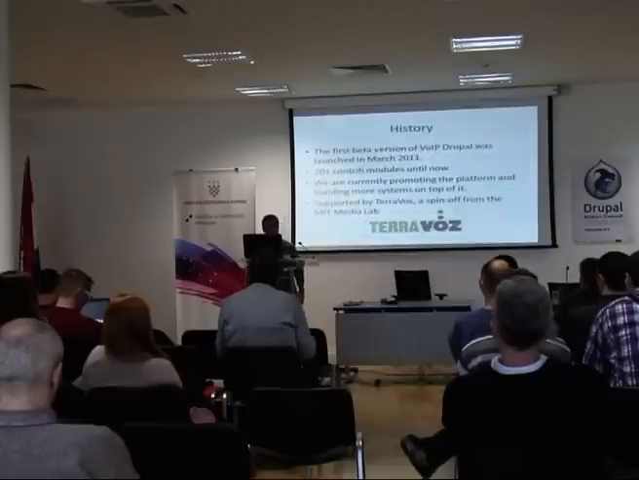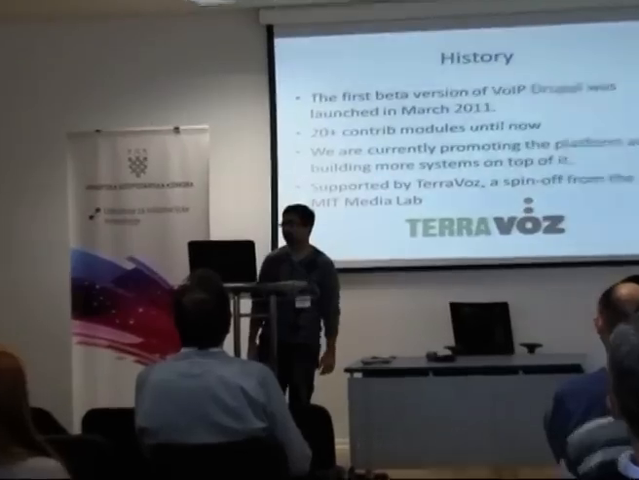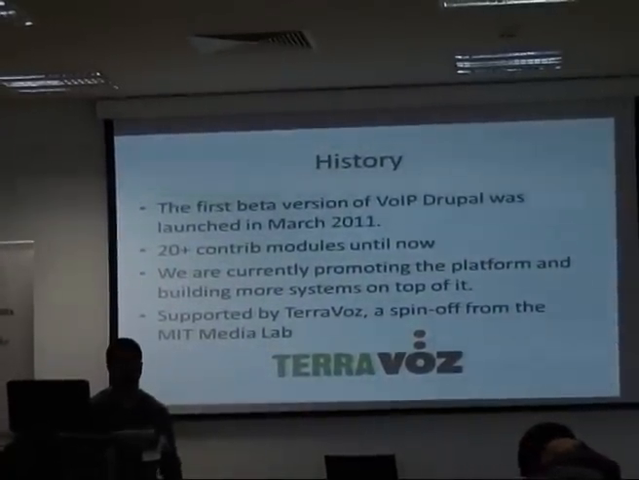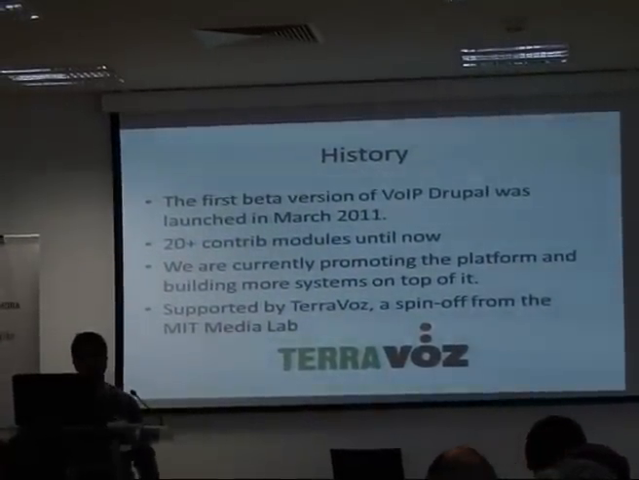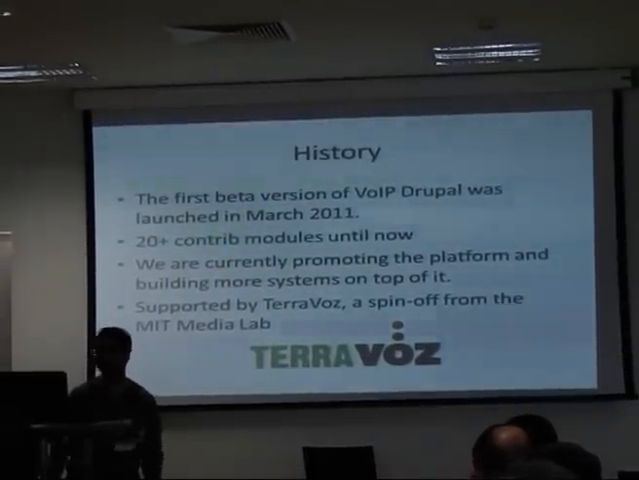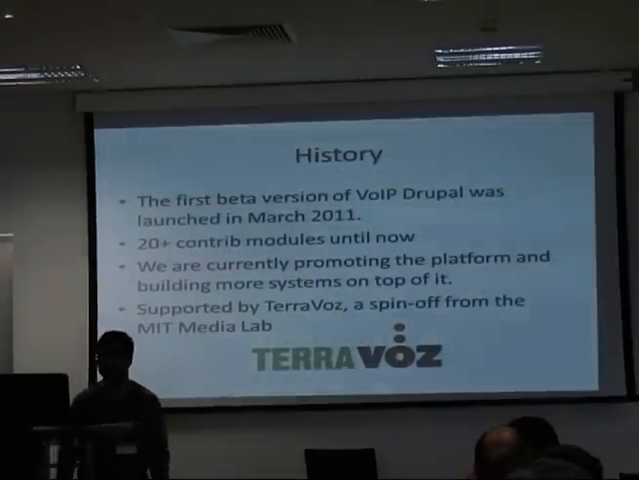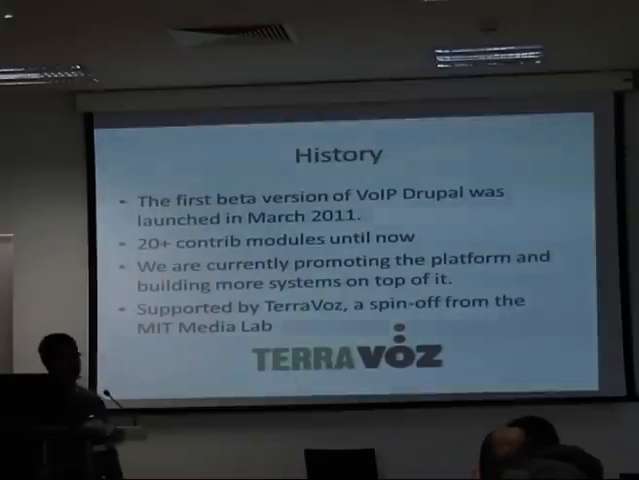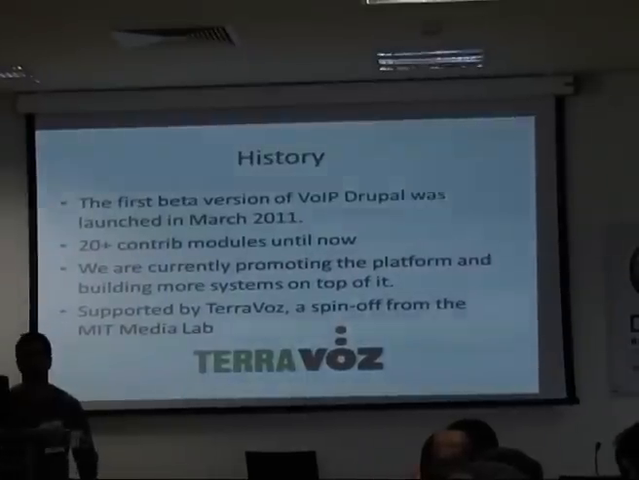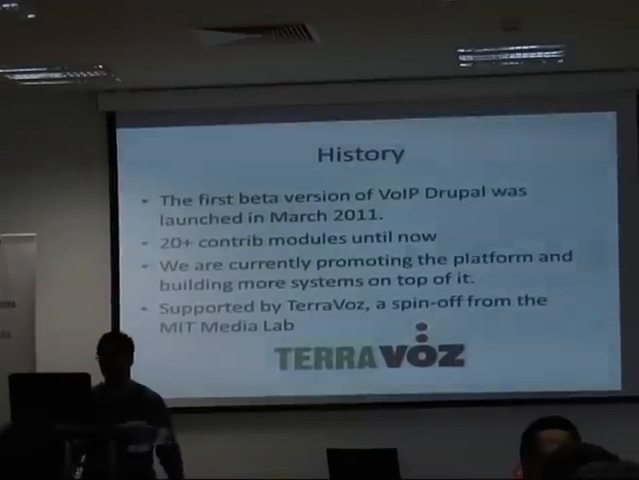But first of all, let me introduce you a bit to the history of the VoIP Drupal project. The first version of VoIP Drupal was in March 2011. It was a beta version for Drupal 6. Even if it's a beta version, it's stable to use on production sites. And we recently released the Drupal 7 version, and there are more than 20 contributed modules out there that implement functionality on top of the VoIP Drupal platform.